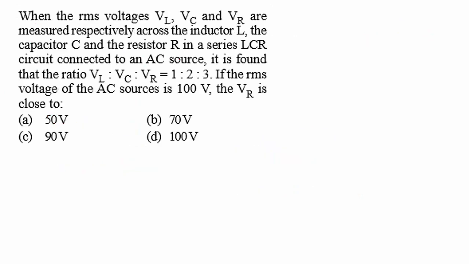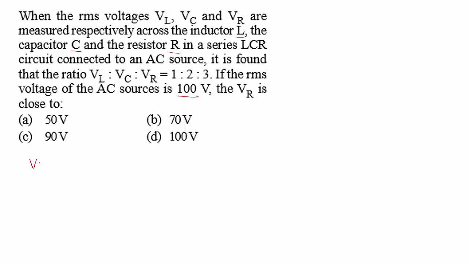When the RMS voltages VL, VC and VR are measured respectively across the inductor L, capacitor C and resistor R in a series LCR circuit connected to an AC source, it is found that the ratio VL to VC to VR equals 1 to 2 to 3. If the RMS voltage of the AC source is 100 volt, then VR is close to? You already studied the series LCR circuit in alternating current in class 12. So we can use the equation.